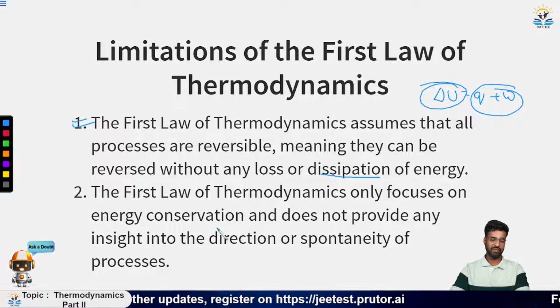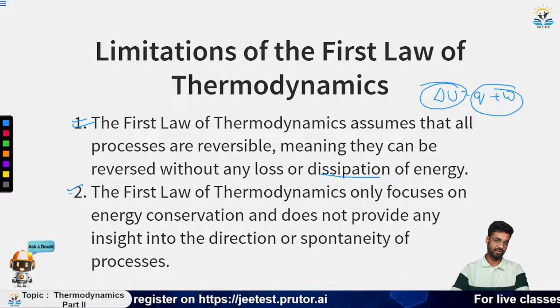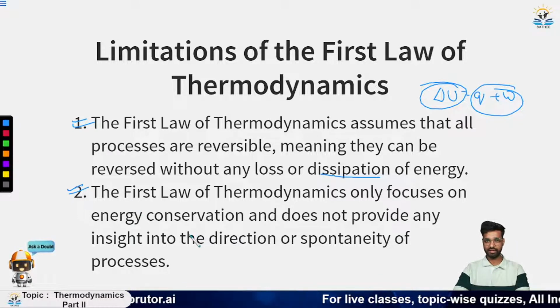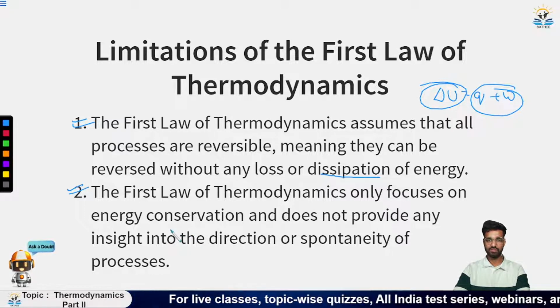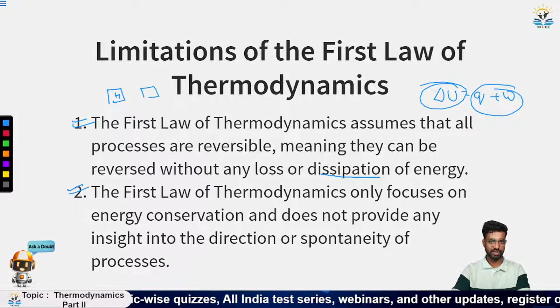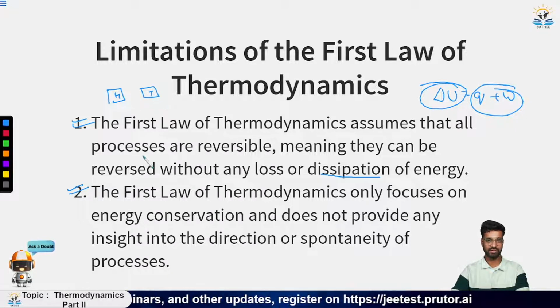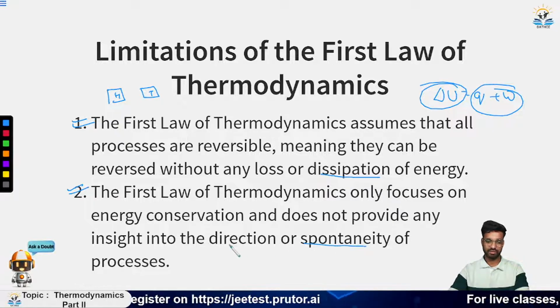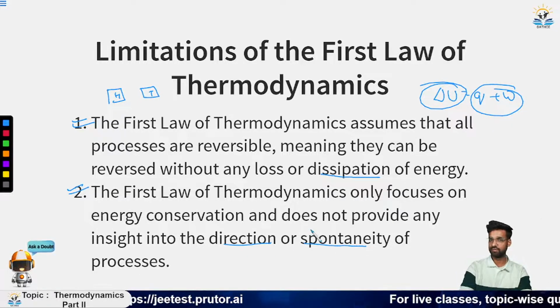Now, there is another thing that is wrong with the first law of thermodynamics. It does not talk about the flow of heat or energy, in which direction that energy will flow. Suppose we are taking a hotter body H and a colder body C. It does not say that when they are connected to each other, heat will flow from which direction to which direction. So it does not talk about the spontaneity or the direction of the process or the direction of the heat flow.